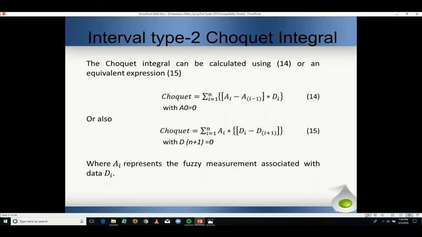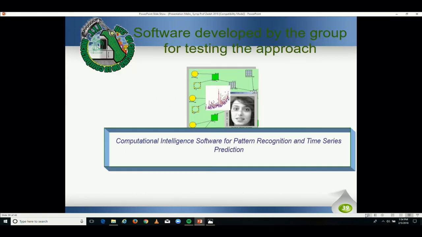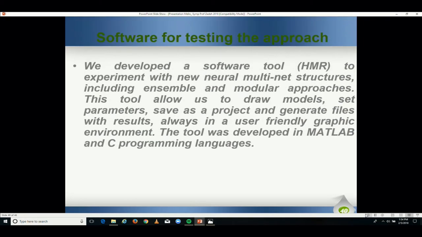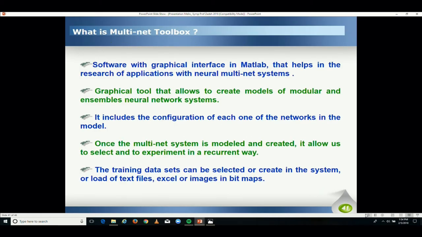And this is some software developed by our group at Tijuana Institute of Technology for testing all this approach with computational intelligence for pattern recognition, time series prediction, and also other applications. This platform is built in C programming language and developed with some libraries of MATLAB and with an interface of JavaScript. This is because we need to work on type 2 fuzzy systems, which is not done in any other software, and we need to build this.